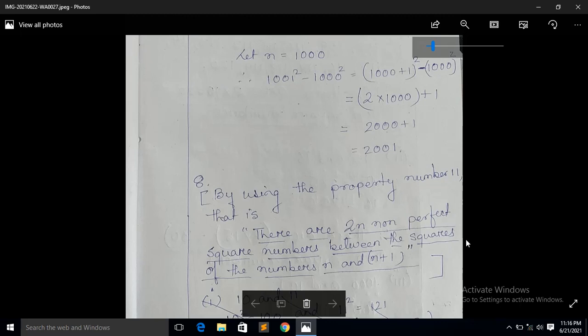Let us see which property we have to use. You can see in your book, property number 11, page number 42. Observe the following. They have given the explanation also. Here I have written for you: there are 2n, that is twice n, non-perfect square numbers between the squares of the numbers n and n plus 1. Let us have a look at the example.